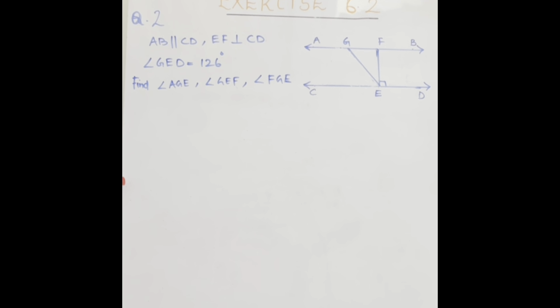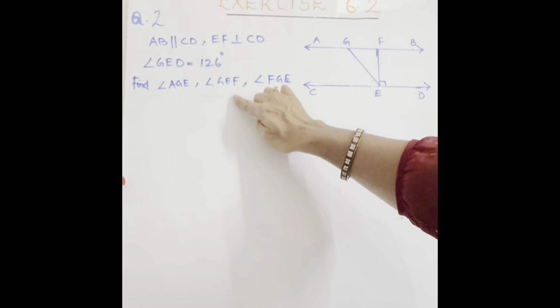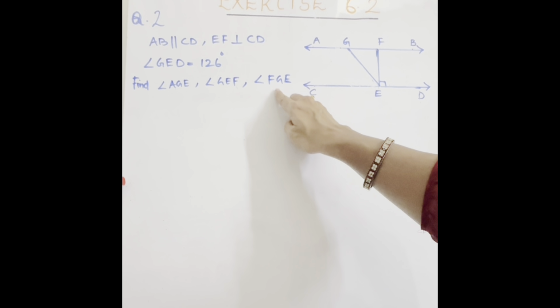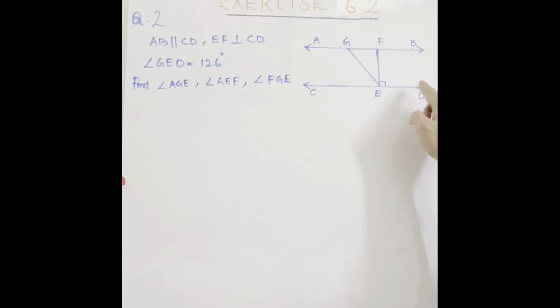Let's note down what's been given to us. It's given that AB is parallel to CD, EF is perpendicular to CD and GED is given as 126 degrees. We have to find angle AGE, GEF and FGE. So as given, GED is 126 degrees. Let's mark that first.